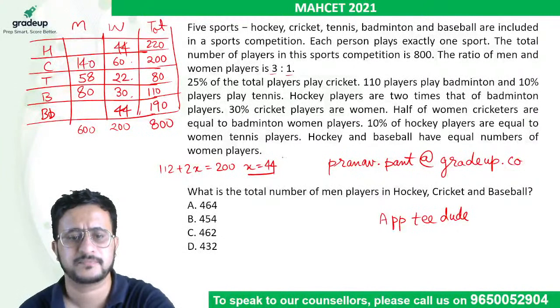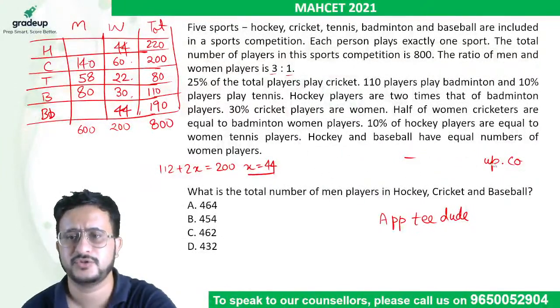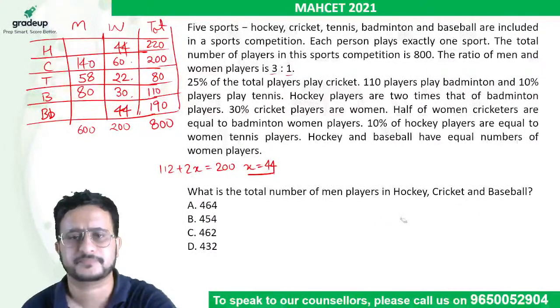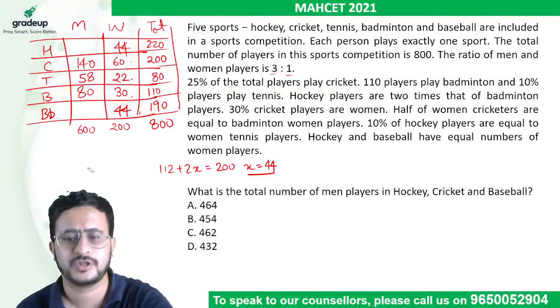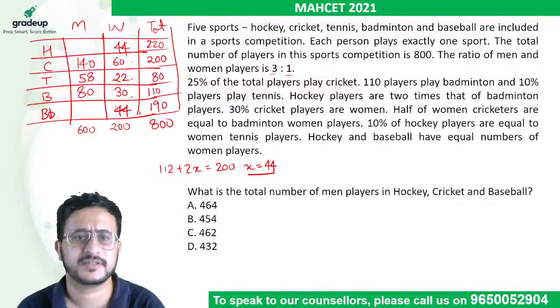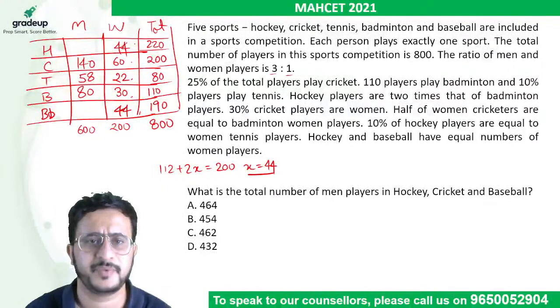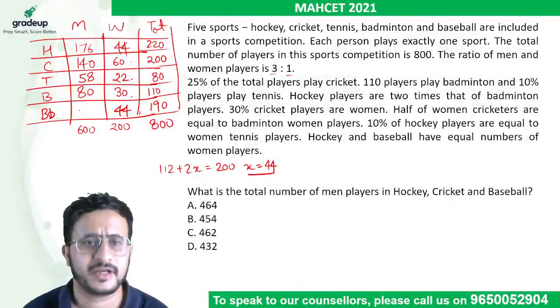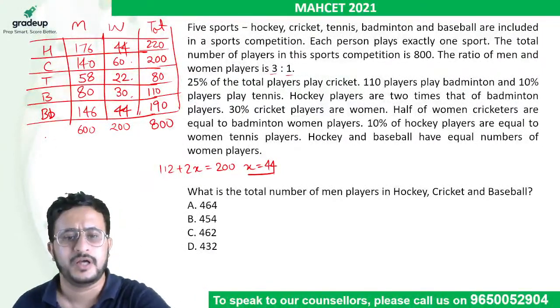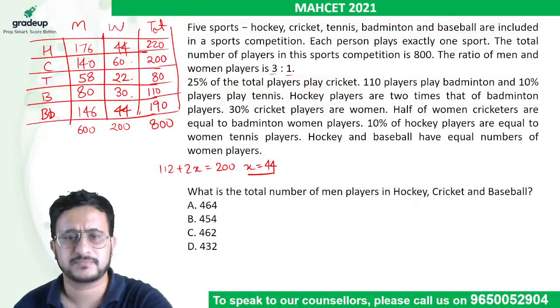Is it clear? So you will get these two values as 44. Okay. Now we just have to find the number of men. So if you subtract, you will get 176 and you will get 146. Are you getting these values? Did you get these values?